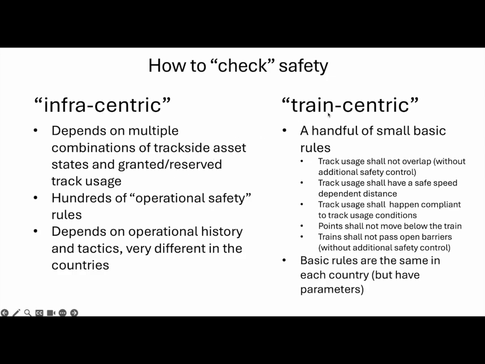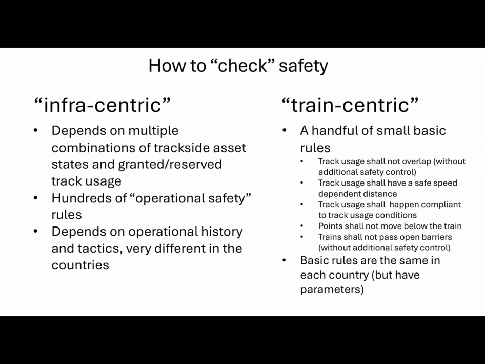When we go to train-centric rules, they are just basic and just a handful. When we compare the track usage and build the rules on that, it is simplified a bit, but you get a handful of small basic rules, because there we go to safety per se. Safety per se just means things shall not collide, so no collisions, so track usage should not overlap.